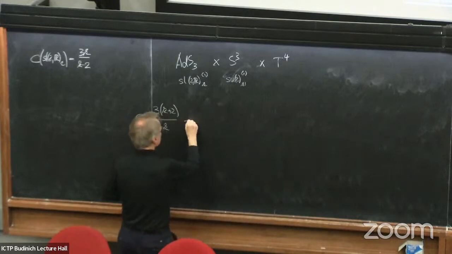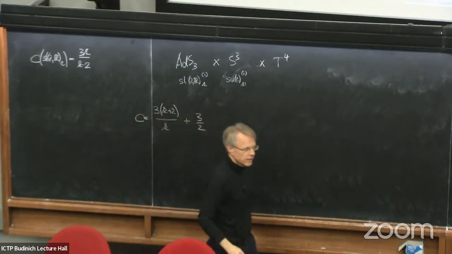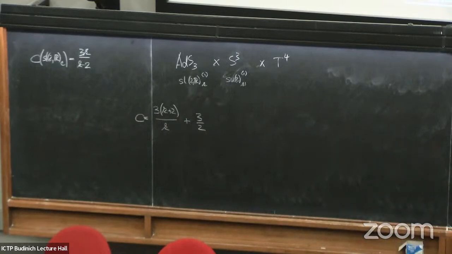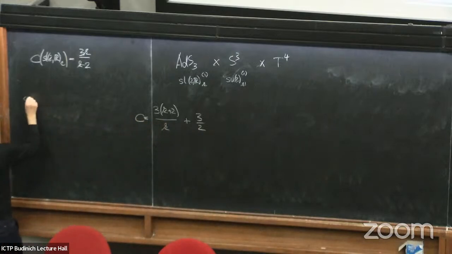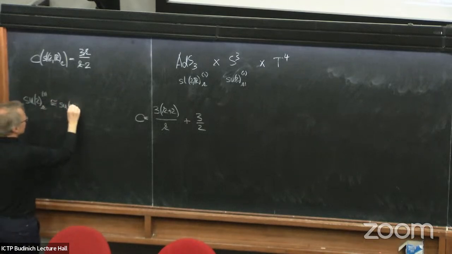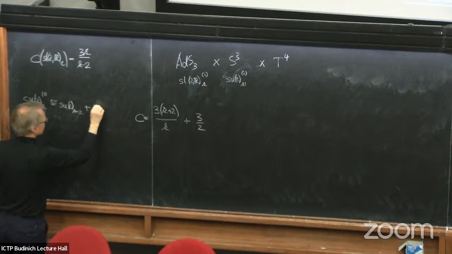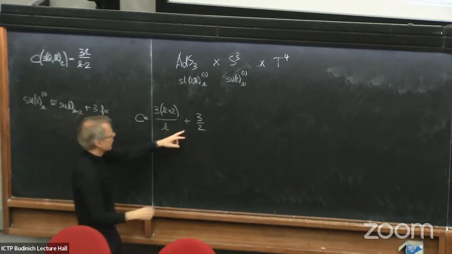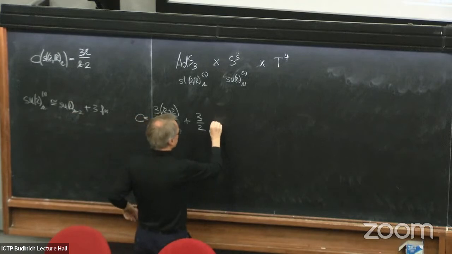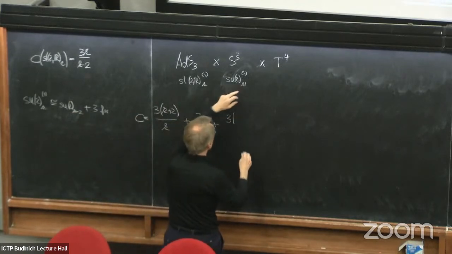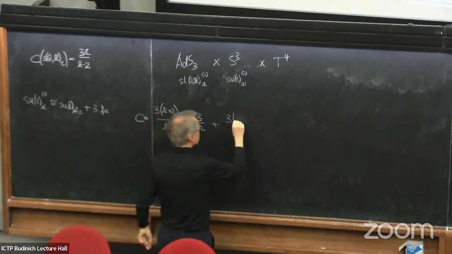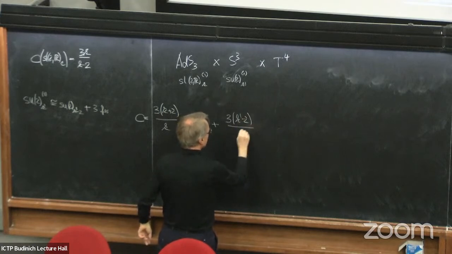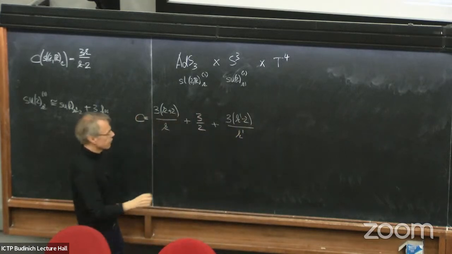Then from the fermions, I get 3/2 because 3 free fermions give me 3/2. Each fermion contributes a half to the central charge. Then I do the same thing for SU2. For SU2 level 1, level K is the same as SU2 bosonic at level K minus 2 plus 3 fermions. So for SU2 level K, the central charge is 3K over K, this is at K prime. So this will give me 3 times K prime minus 2 over K prime plus 3/2.